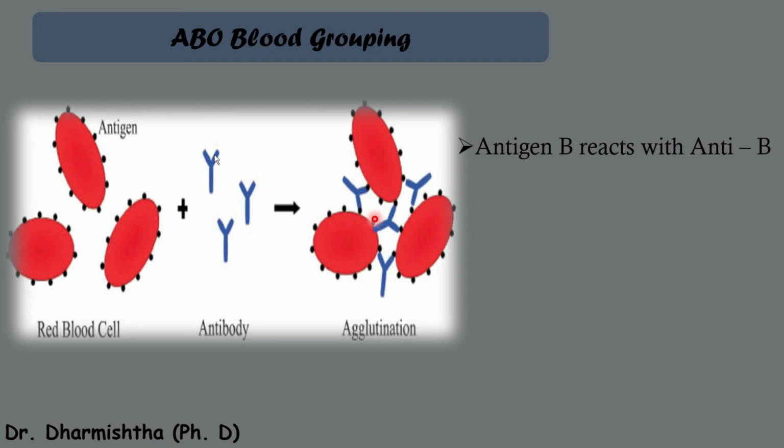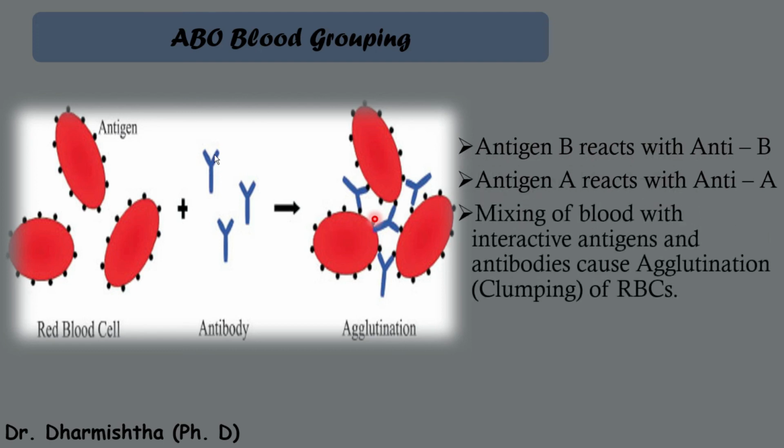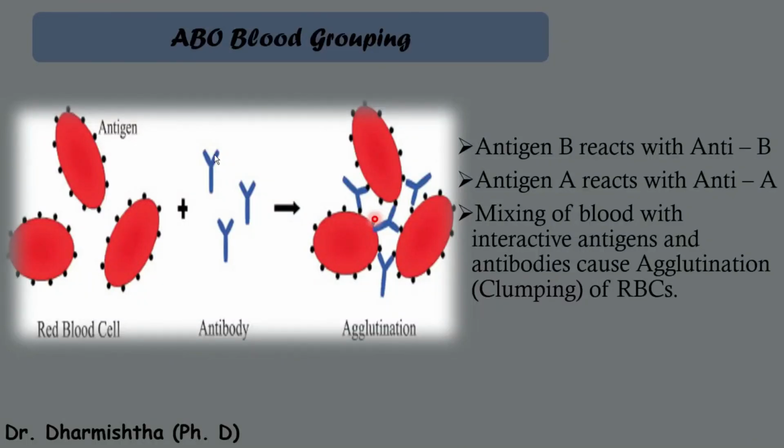So antigen B reacts with antibodies B. Antigen A reacts with antibodies A. And mixing of blood with these interactive antigens, means respective A to A, B to B, leads to agglutination of red blood cells and ultimately clumping of red blood cells. So this is regarding the ABO blood grouping, types of antigen in A, B, AB and O blood grouping, and the complications which occur during the transfusion of blood.